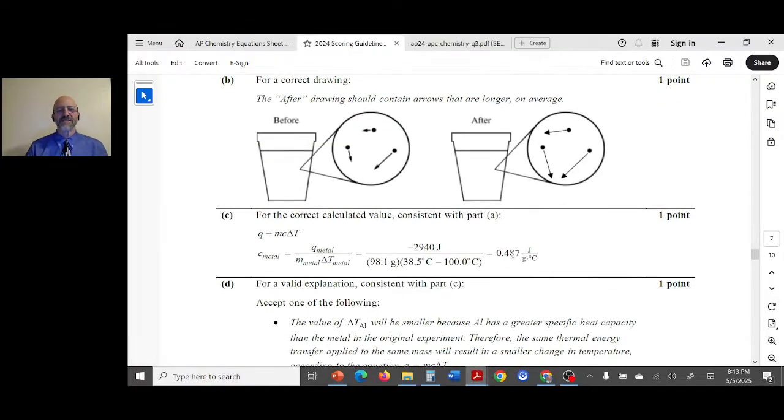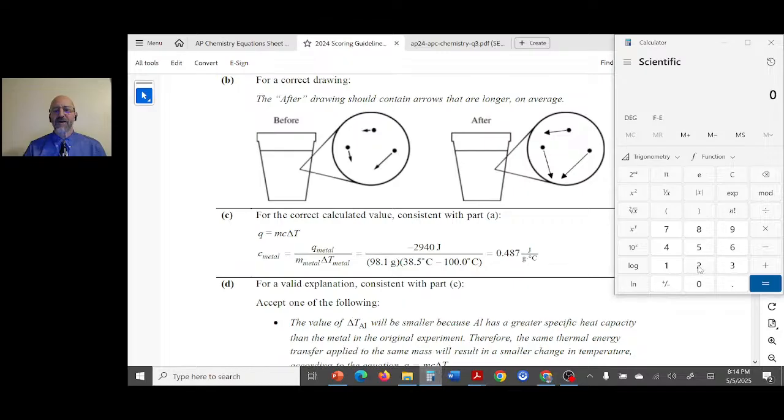Okay, I'll show you the correct answer back again. The correct answer was 0.47 joules per gram degree Celsius. Mass of metal is on the bottom. Delta T for the metal would be 100 minus 38.5. I'm not worried about T final minus T initial. So 2,940 divided by the mass of the metal, and then divided by the delta T, which is 100 minus 38.5. So that specific heat capacity of the metal is 0.487.